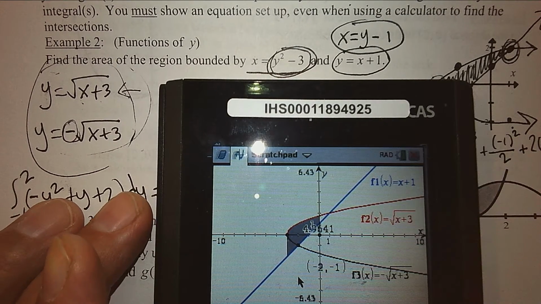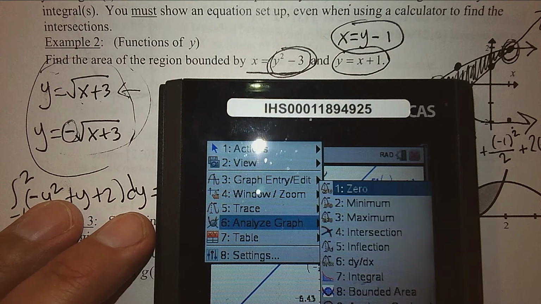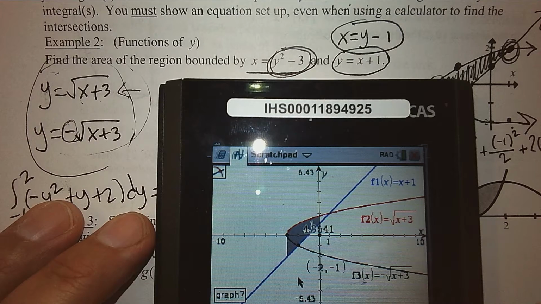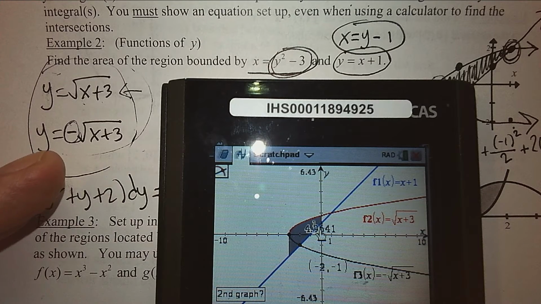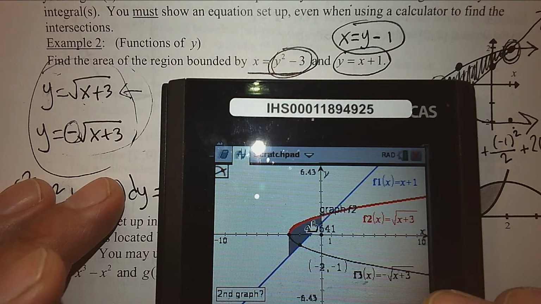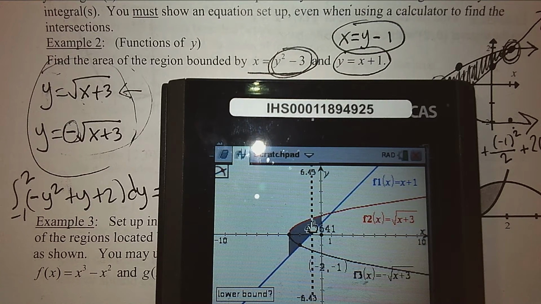If I want to find the other point of intersection, Menu, 6, intersection. Now you have to identify what the two functions are. So again, the function here is the line, and it kind of goes bold. Hover over the other one, and it goes bold. There's the second one. Then it wants to know, there could be more than one point of intersection, right? So it wants to know what are the bounds I'm looking for, the lower and upper.